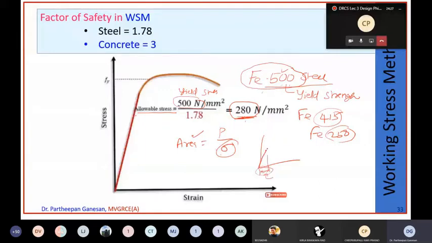So the structure is completely serviceable. Serviceable means there is no deflection. There is no fear for you to stay in such a structure. That is why, if you see very old structures, more ancient structures, they have very huge thickness only because they were designed based on the working stress method.